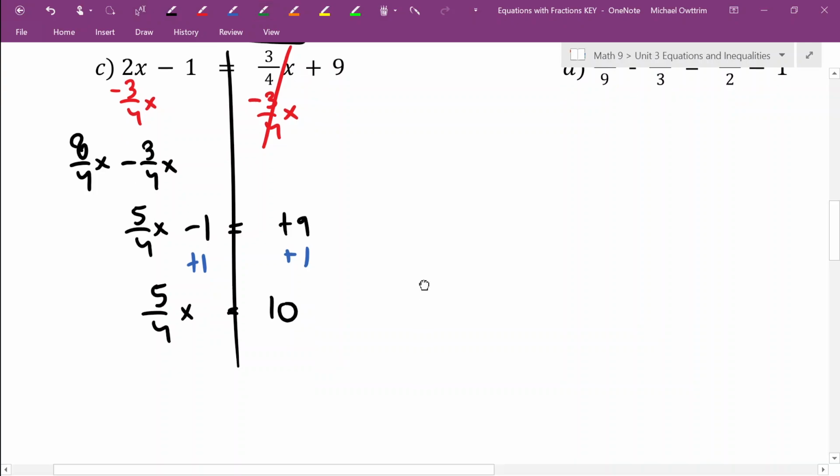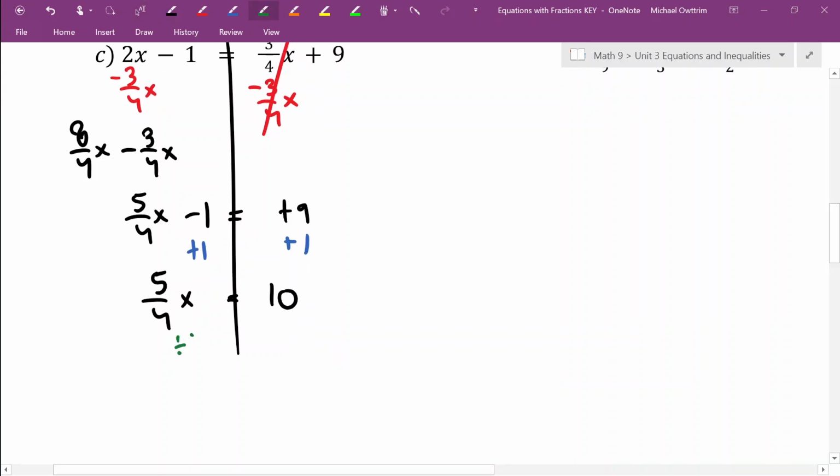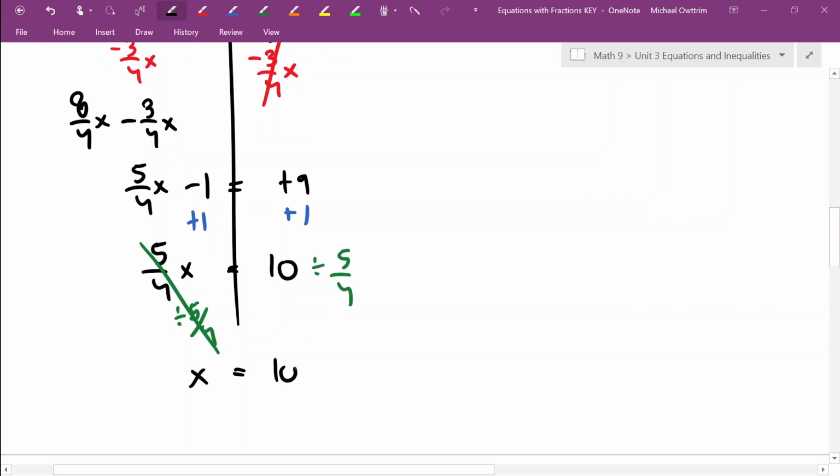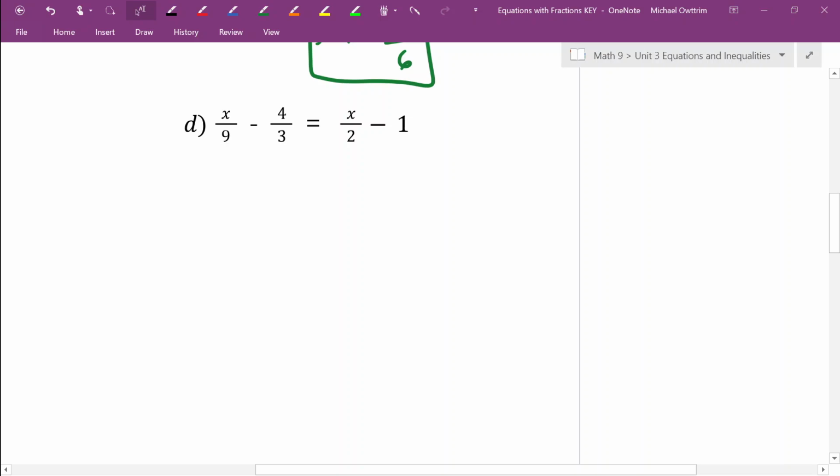And from here, we're going to undo our multiplication. The opposite of multiplying by 5/4 is dividing by 5/4, which we'll do on both sides. When we divide by 5/4, we're really multiplying by 4/5. 10 divided by 5 gives me 2, and 2 times 4 is 8. Finishing up on the front side here, question D.